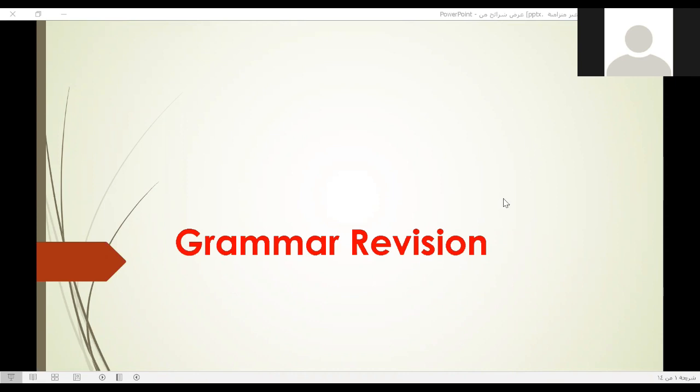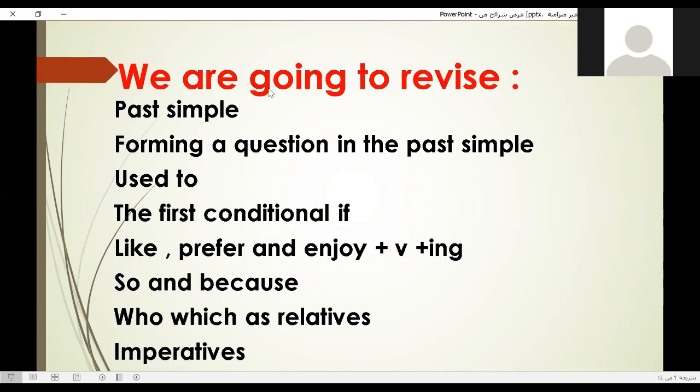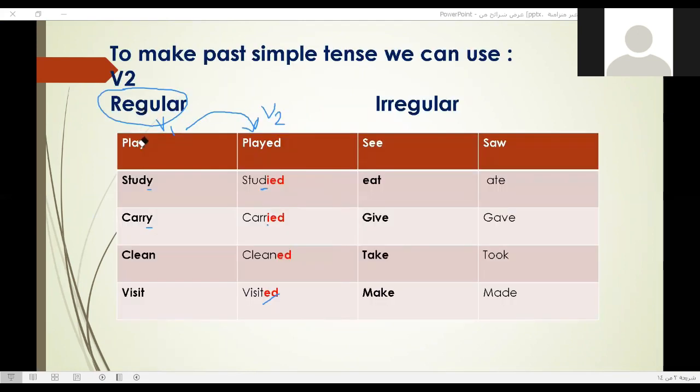Yes. Thank you. Now we will deal with the grammar revision. So let's see what do we have here. First of all, we will deal with the past simple, forming questions in the past, used to. We will talk about first conditional if. We will talk about like, prefer, and enjoy plus gerund, so and because, who, which as relatives, and imperatives at last.